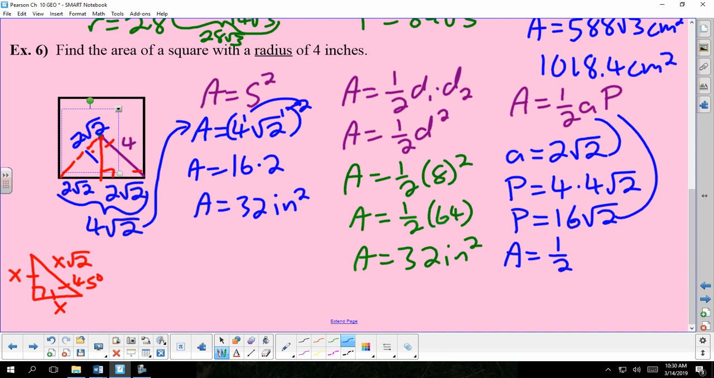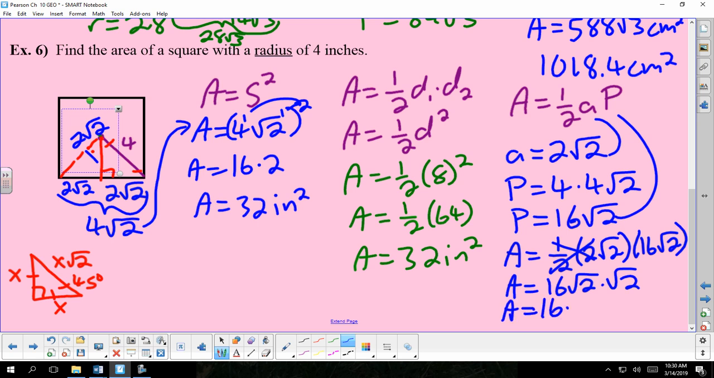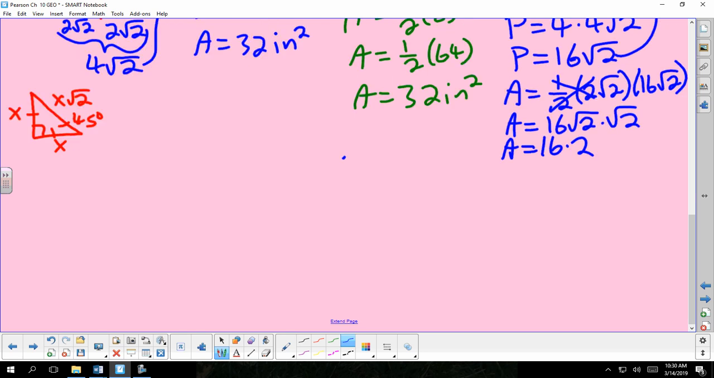1/2, 2 root 2, and 16 root 2. And so 1/2 of 2 is just 1, so those will go away. And I have 16 root 2 times the square root of 2. Root 2 times root 2 is square root of 4. Square root of 4 is just 2. 16 times 2. I end up with an area of 32 inches squared. So that's how to find the area of a square 3 different ways.